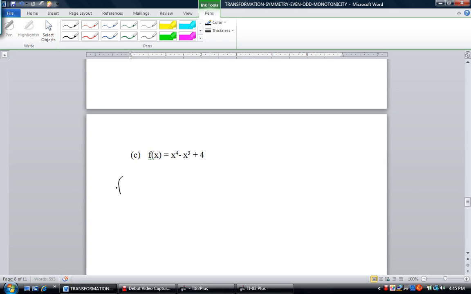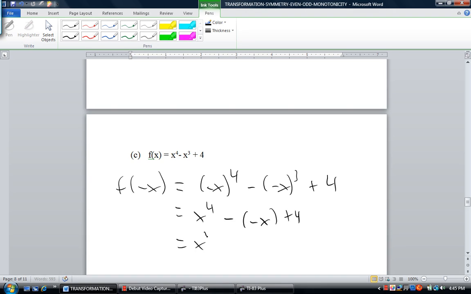Let's do this one. Once again, our test is only f of negative x. And once again, all I'm going to do is rewrite it. We're replacing all the x's with negatives. And let's do the work. We take a negative and raise it to an even power. It becomes a positive. Take a negative, raise it to an odd power. It stays a negative.